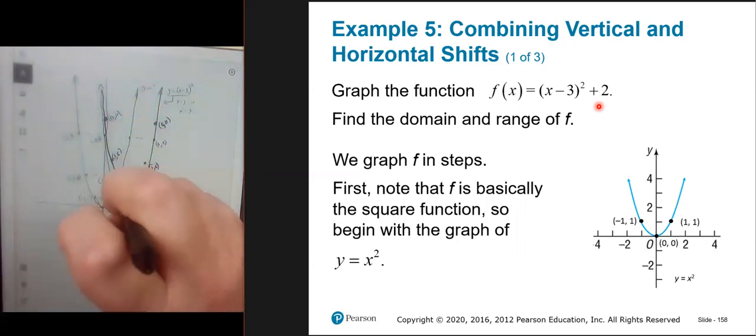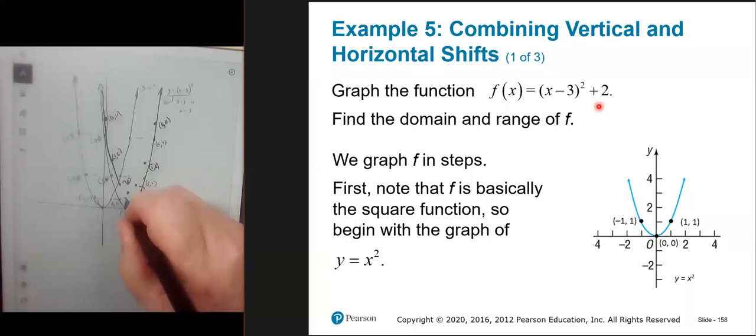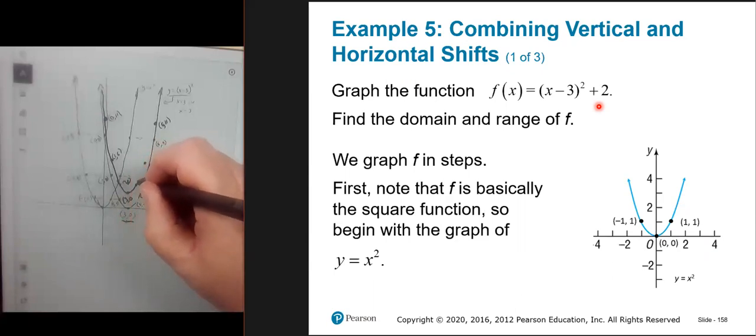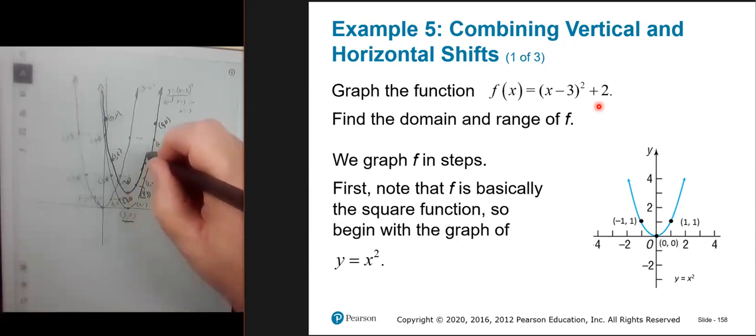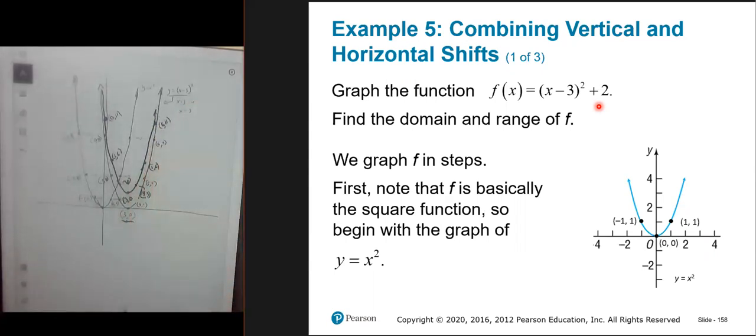Whoa, uh-oh, I missed it because I forgot to do this point here. So that's going to be 3, 2. So what happened is this graph here, the original graph, got shifted 3 units to the right and 2 units up, because that's what happened to my 0, 0. My 0, 0 got moved 3 units to the right and 2 units up.